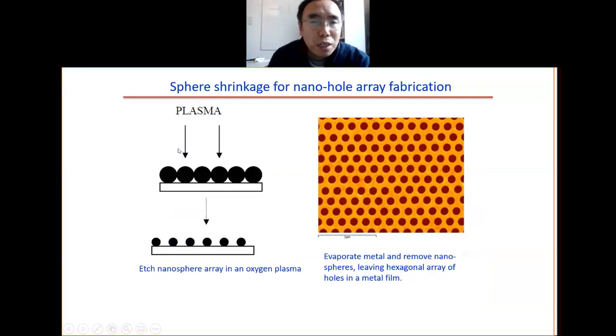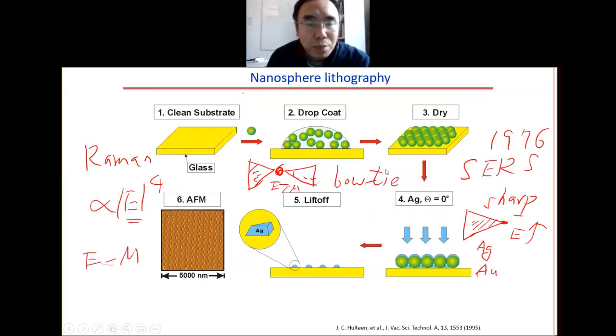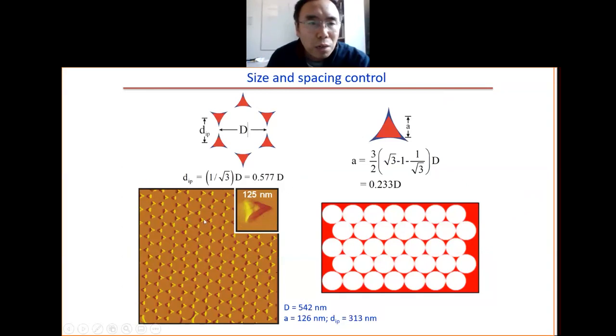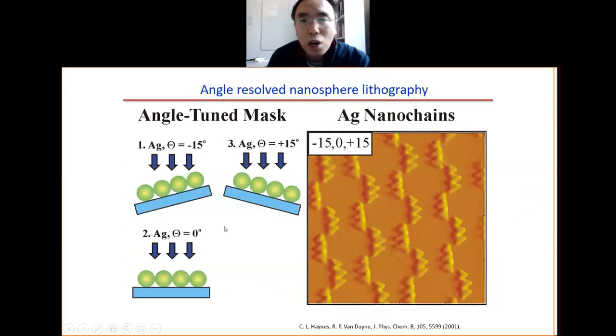You can also shrink the sphere. You use oxygen plasma to shrink the sphere. Then the sphere becomes smaller. Then you deposit the metal. You evaporate metal and remove the nanospheres. You get this hole array. So here you get this pattern. You get this bow tie array.